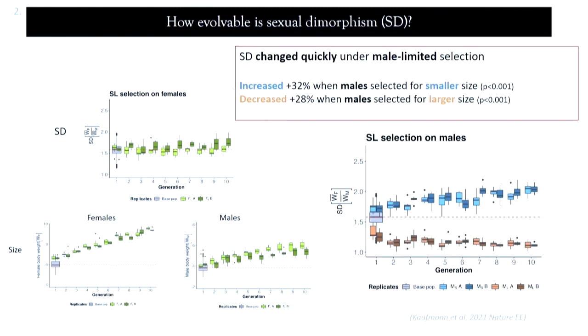But if we selected on males, we saw that dimorphism either decreased or increased depending on the direction of selection. So we see that here. So we got about 30% increase or decrease by just selecting on males only.